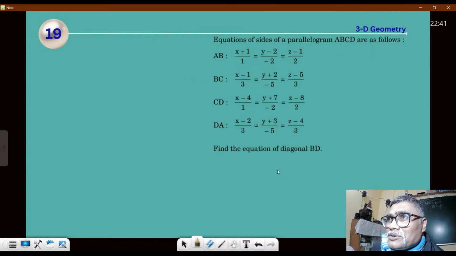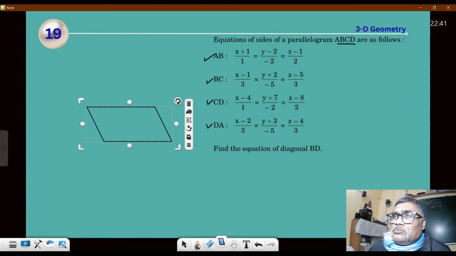Okay, I'm coming to the next. This is a good problem again. The equations of the sides of the parallelogram ABCD are AB, BC, CD, DA. There is a parallelogram. All the four sides are given to you, and you have to find the equation of the diagonal. Suppose this is the parallelogram.